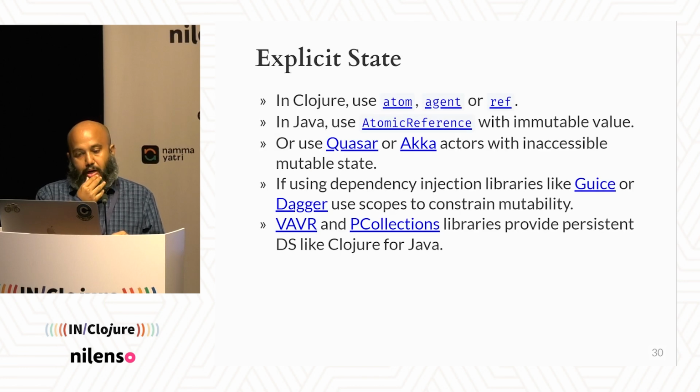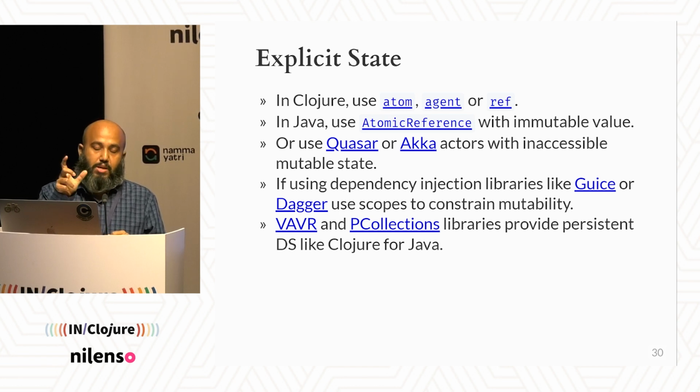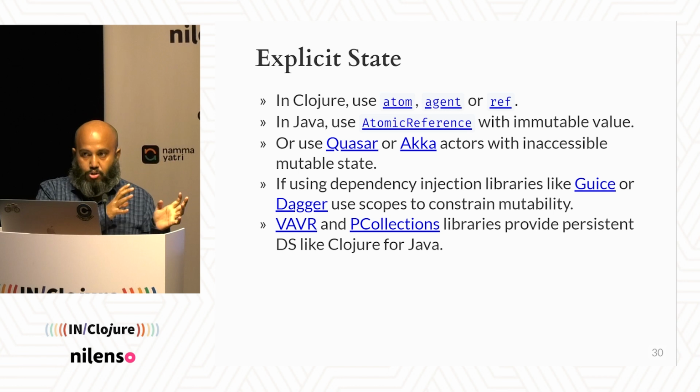So to summarize this pattern, in Clojure use atom, agent, or ref for explicit state. In Java use atomic reference, or you can use actor libraries like Quasar or Akka, right? If you're using dependency injection libraries like Guice or Dagger, then you can use what are called scopes to constrain mutability, like in the sense that some mutable thread pool is available only in the database related code and not in your rendering code, for example, right? So you can constrain the scope of mutable components like that.